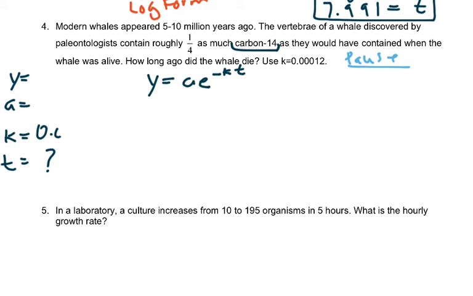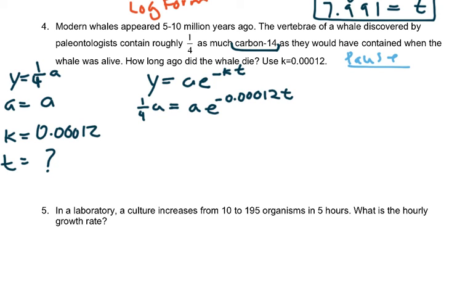K, it tells us to use 0.0012. Now, it doesn't tell us our ending amount or our starting amount. It tells us that our ending amount is 1/4 of our starting amount. So I'm going to leave my starting amount as A, and my ending amount is going to be 1/4 A. So we'll go ahead and plug everything in. So 1/4 A equals A e to the negative 0.00012 t.